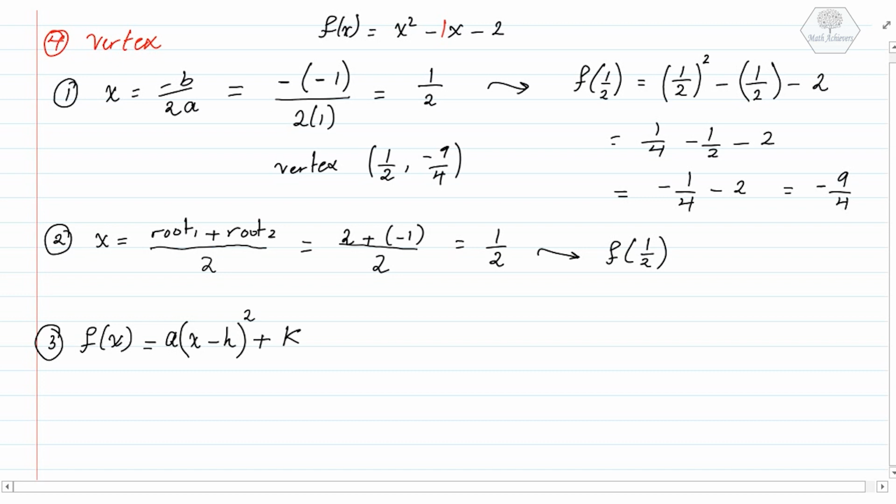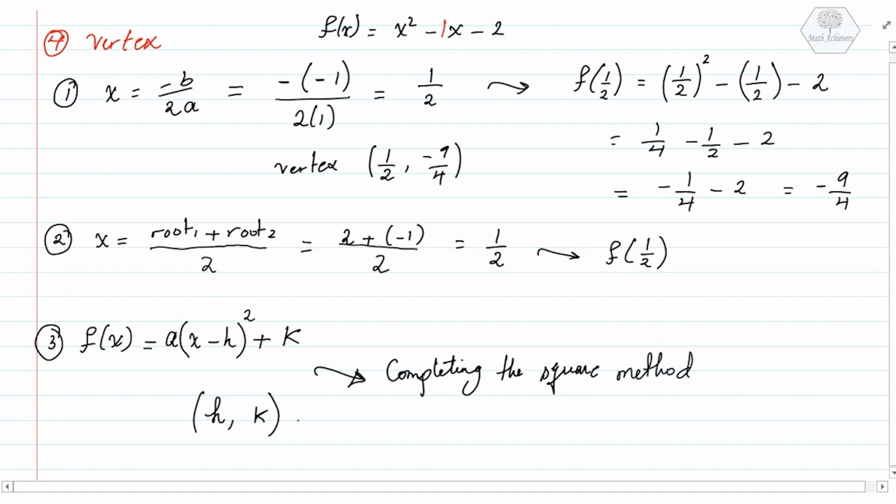After writing the function in this form, I can know my vertex coordinate with the x coordinate as h and the y coordinate as k. How can we write it in this form? We use the completing the square method. Now let's do completing the square, and we check if we have the vertex as this one.